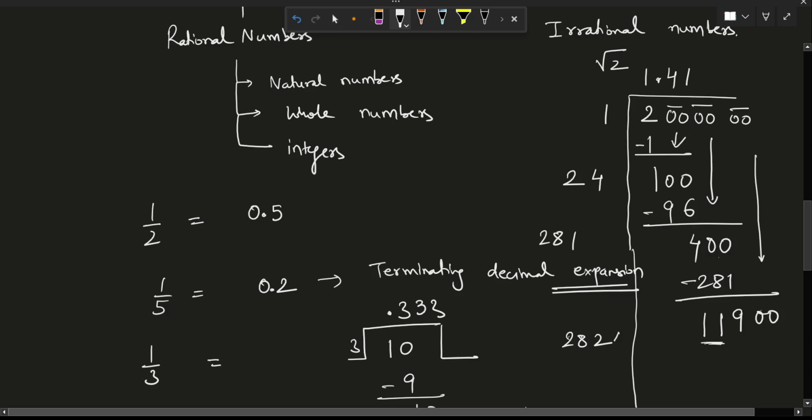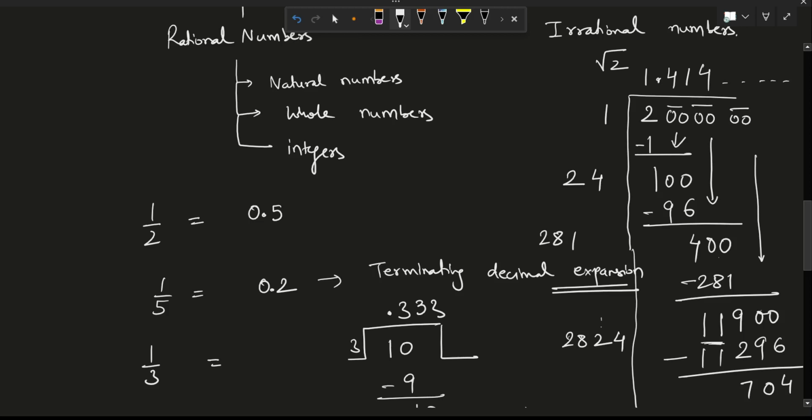If I try with 4, 4 fours are 16, 1 carryover. 4 I'll write here. 4 twos are 8 plus 1 is 9. 4 eights are 32. Yeah, this works. When I subtract, I'll get 4 0. 8 minus 2 is 7. It will keep on going like that. But if you see over here, the pattern is not repeating. You will get something different.